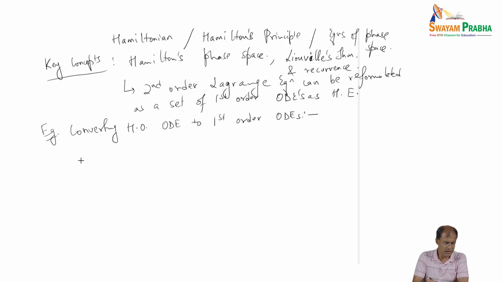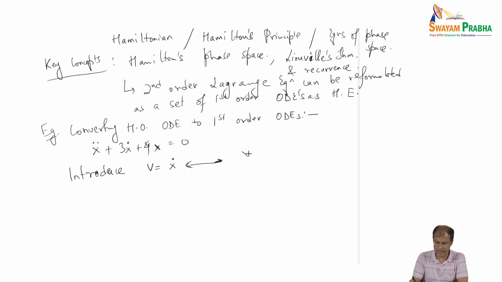We see that if we consider the oscillator x double dot plus 3x dot plus 4x equals 0, this is a second order ODE. Suppose we introduce a new variable v, which is x dot. We see that x dot is equal to v, and v dot is minus 3v minus 4x. So v dot is x double dot.